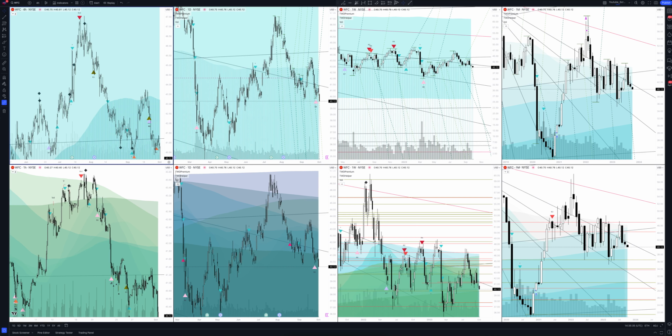Today we will take a look at Wells Fargo Company stock. Let's analyze the market situation and find out how you can make money on it. Let's start.